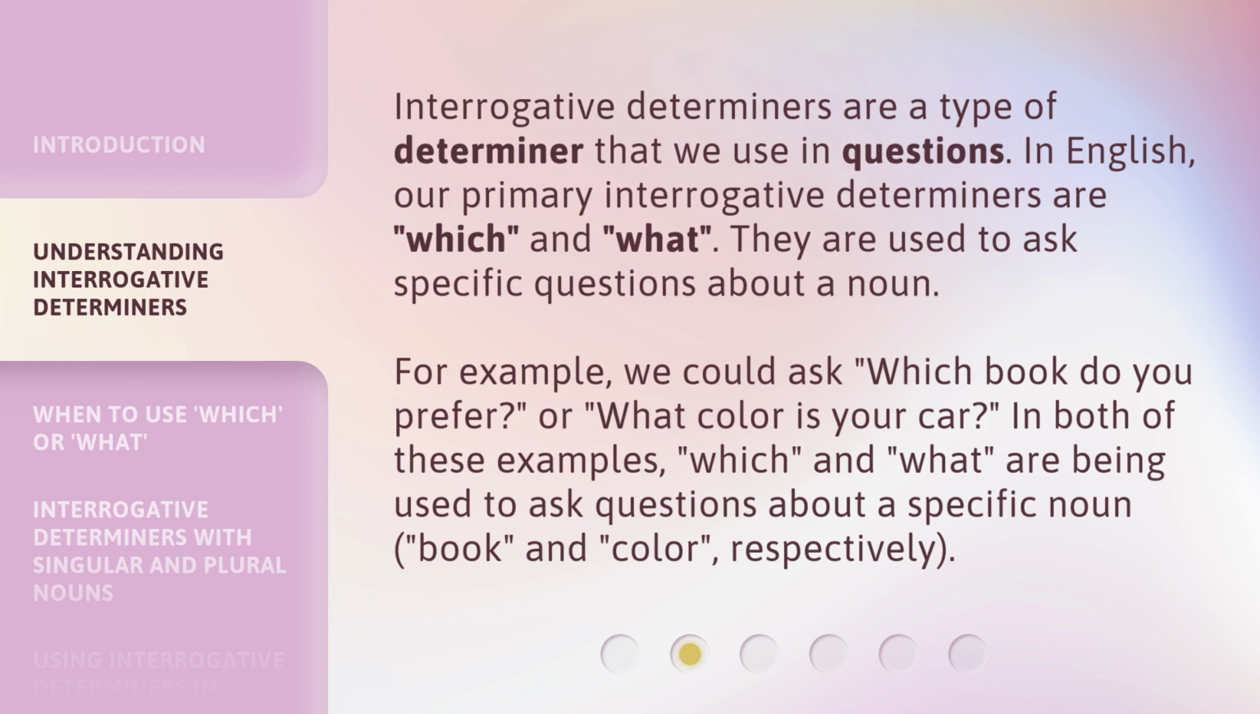Interrogative determiners are a type of determiner that we use in questions. In English, our primary interrogative determiners are which and what. They are used to ask specific questions about a noun. For example, we could ask, "Which book do you prefer?" or "What color is your car?" In both of these examples, which and what are being used to ask questions about a specific noun, book and color, respectively.